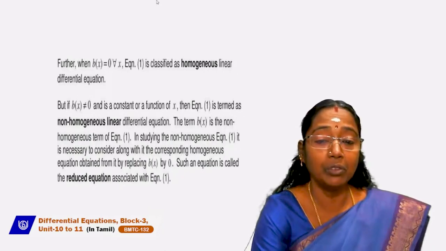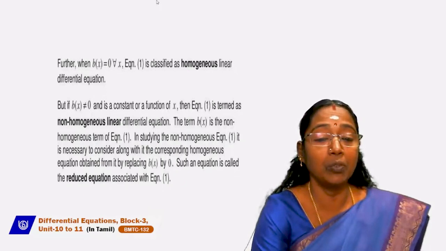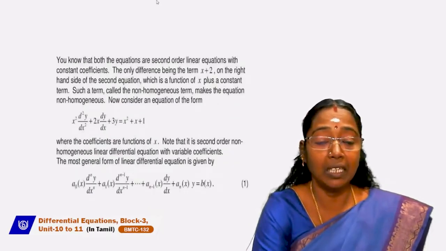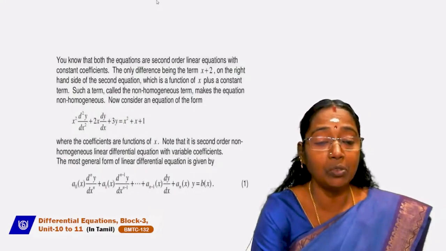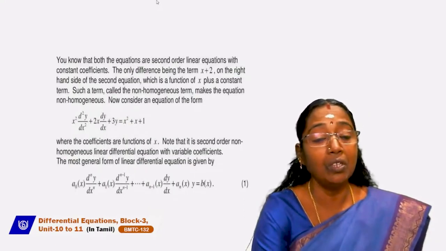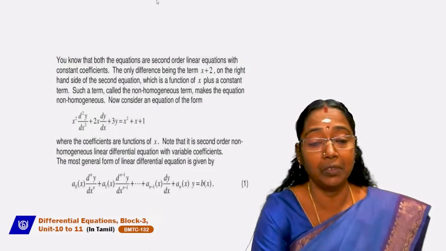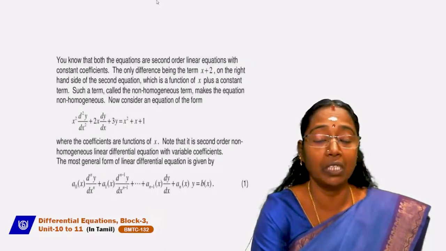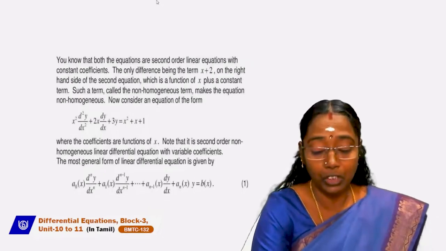In studying the non-homogeneous equation 1, it is necessary to consider along with it the corresponding homogeneous equation obtained from it by replacing b of x by 0. Such an equation is called the reduced equation associated with equation 1. See here in equation 1, on the right hand side, you have b of x. If we reduce this equation with b of x equal to 0, we get the homogeneous equation. If b of x is a constant or a function of x, then we call equation 1 a non-homogeneous equation.